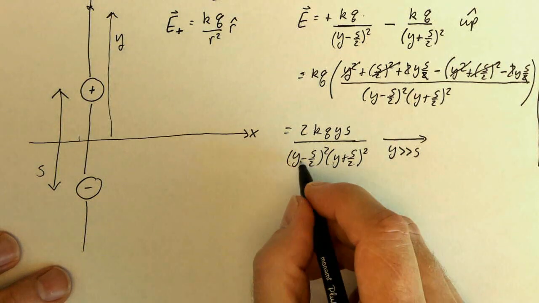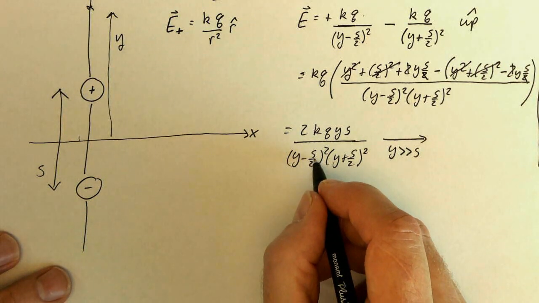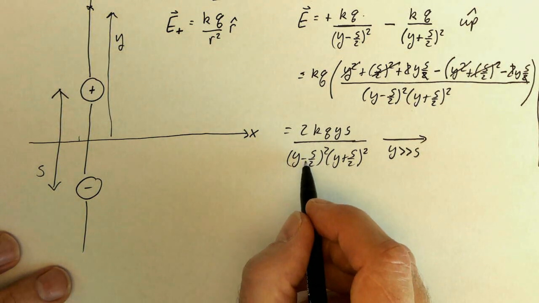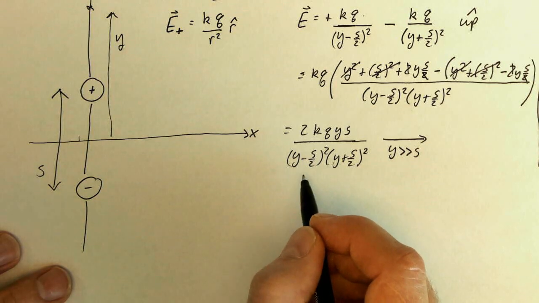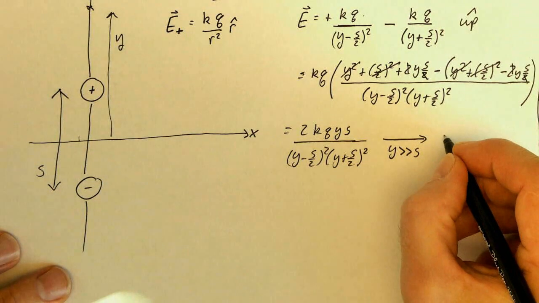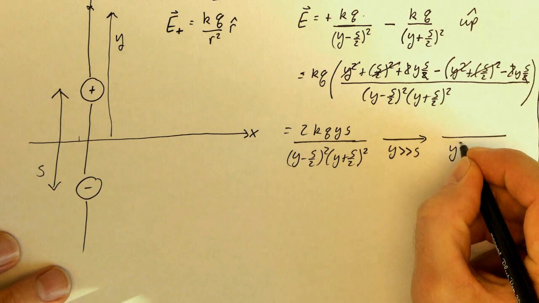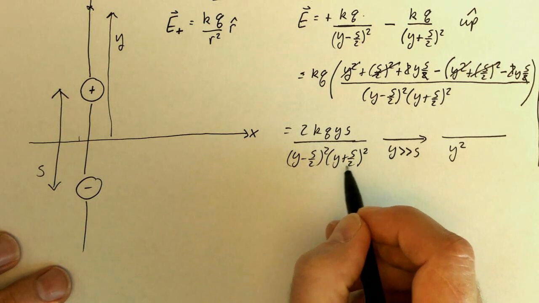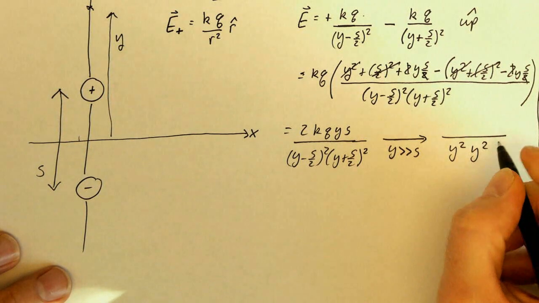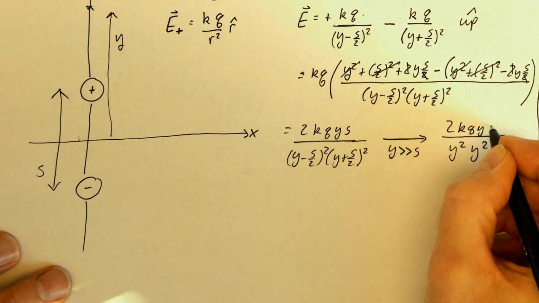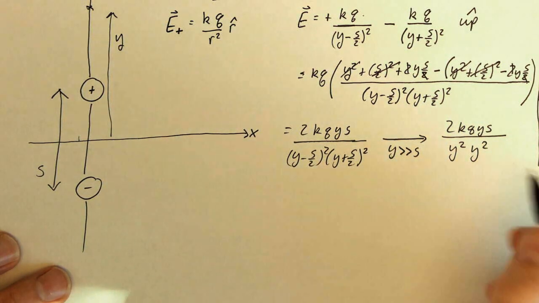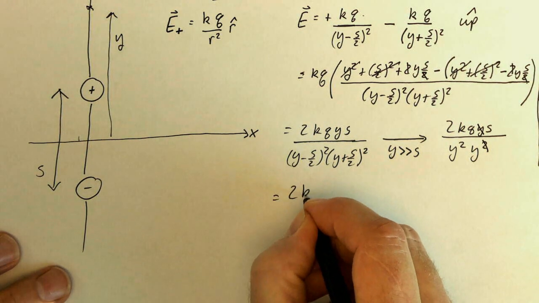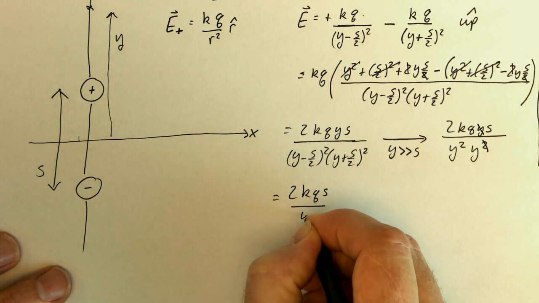Then I'd say that if y is huge, then y minus s is basically y. I like to say a million minus 1 is basically a million. So I can say that this becomes a y squared, so this basically is ignored. Same thing here. A million plus 1 is basically a million, so I get another y squared. My 2kqys at the top. Well, I can cancel that y with one of those, and I'm left with 2kqs over y cubed.